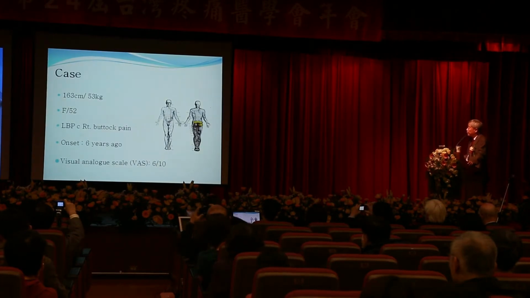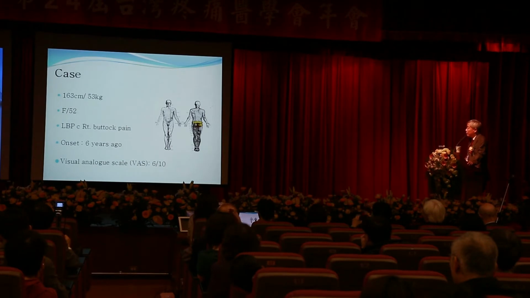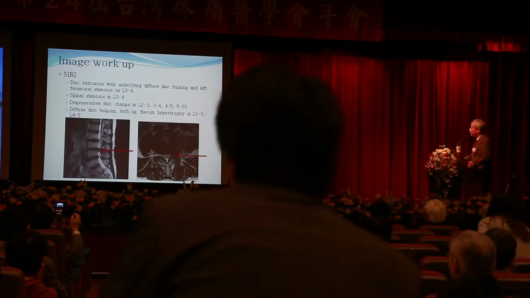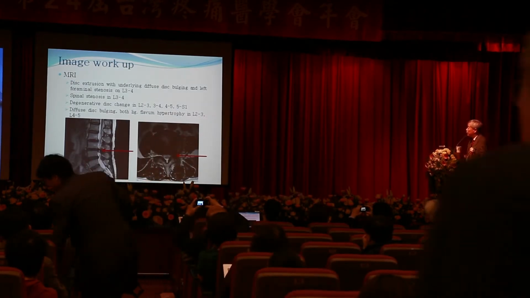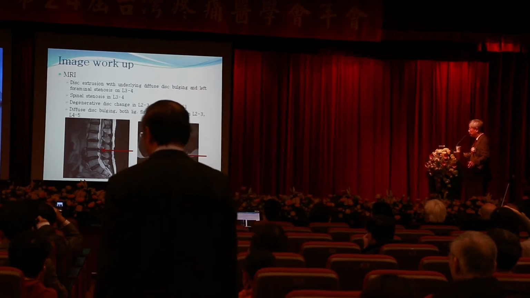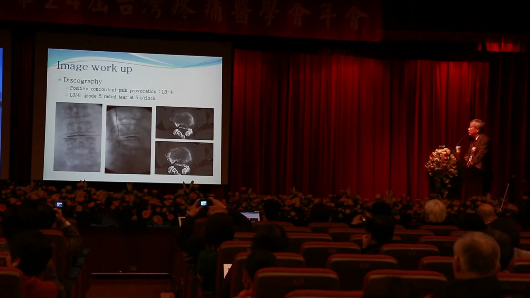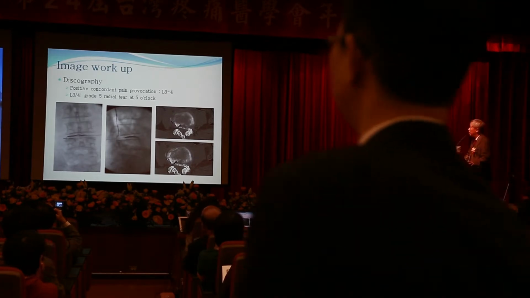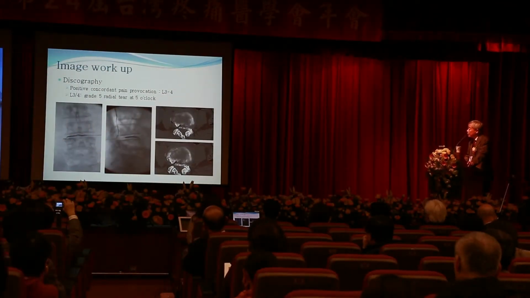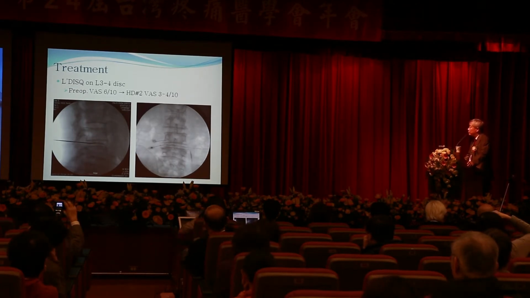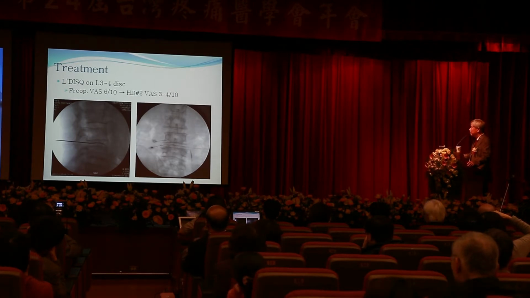So here's a case for these procedures. Female, 52 years old, developed low back pain with right leg pain from 6 years ago, and usual VAS was 6, and MRI showed spinal stenosis at L3, 4, and there were multiple degenerative discs. So we performed discography, and positive concordant pain was reproduced at L3 and L4, and post-discography CT showed grade 5 annular tear. So we performed L-disc at the L3, 4 disc, and VAS decreased to 3 at 100 days.